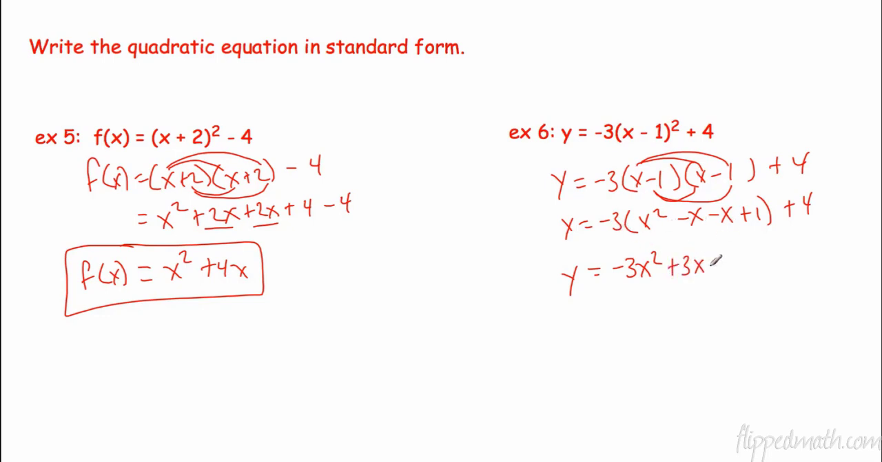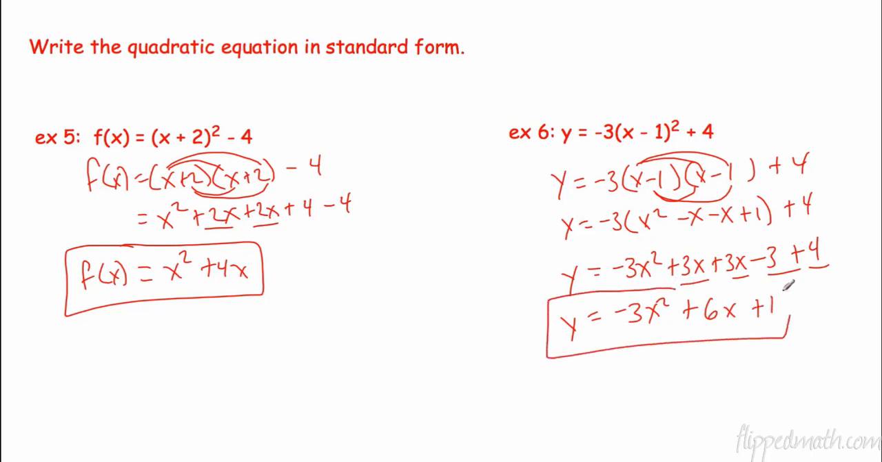I could have combined here, huh? Plus 3x, and then minus 3 plus 4. Now, like I said, you could have combined these first, then distributed. That's fine. So -3x squared plus 6x plus 1. So vertex form to standard form. All right.